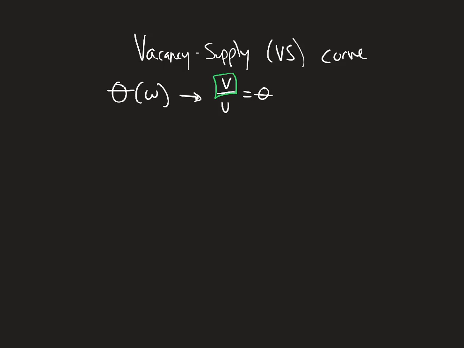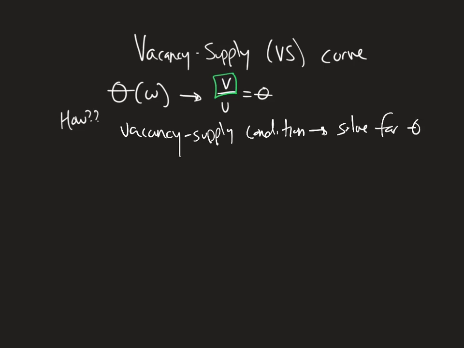So the way that we're going to do that, how do we make that function? How do we look at this curve? We simply need to take our vacancy supply condition, and we solve for theta. That's it. And so let's do it. Let's go ahead and take that vacancy supply condition using the matching function we've been using this entire lesson.